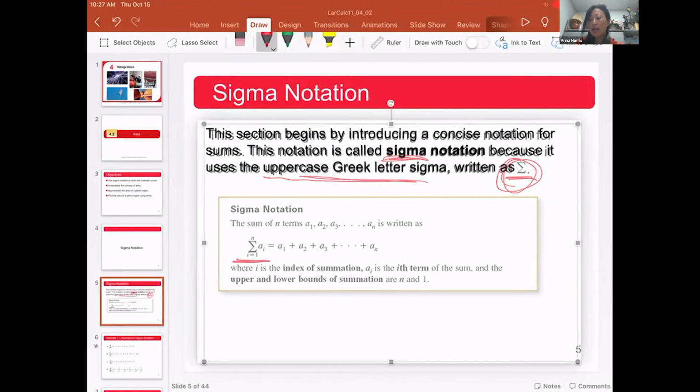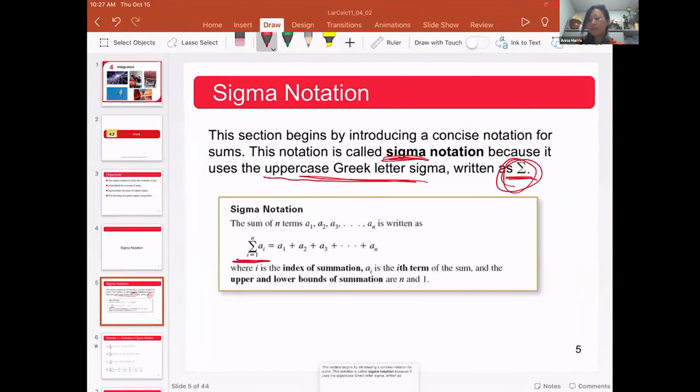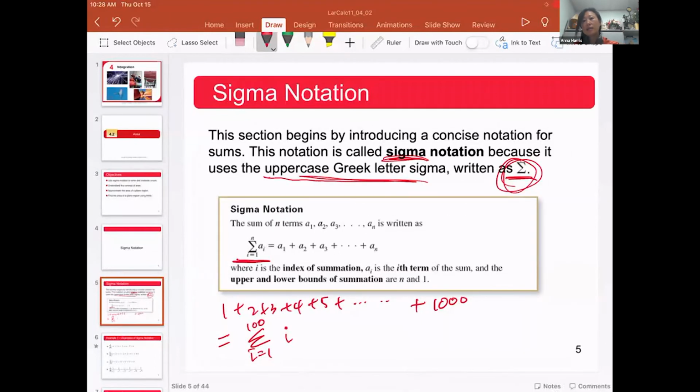I don't like to write down all this. Say 1,000, there are a lot of numbers I need to write down. So I can rewrite this using a sigma that starts at 1 and goes to 1,000, of i. That means I am replacing i with numbers starting with 1.